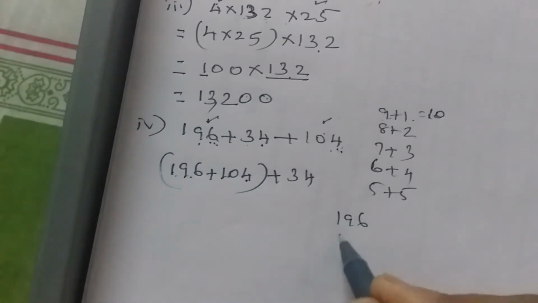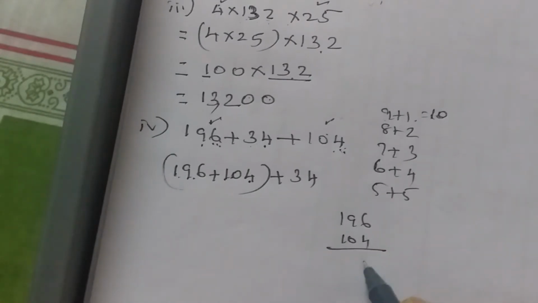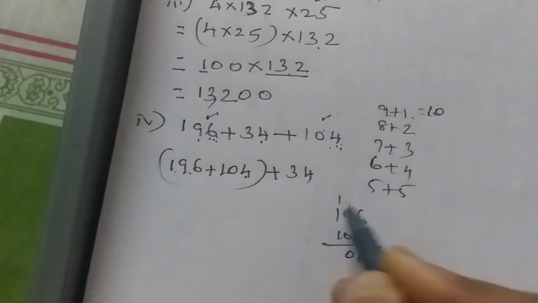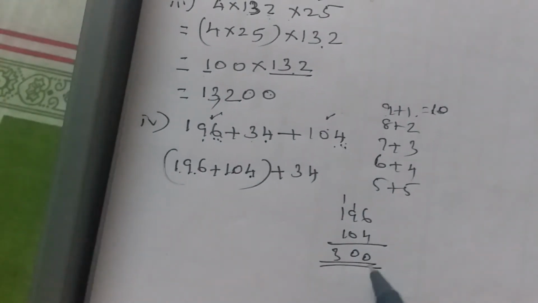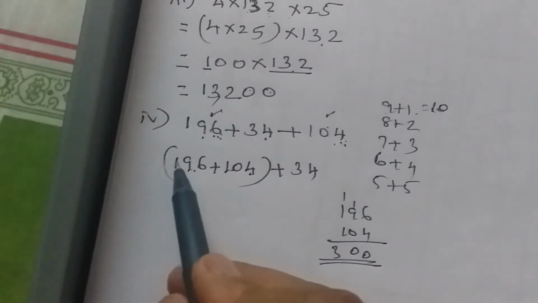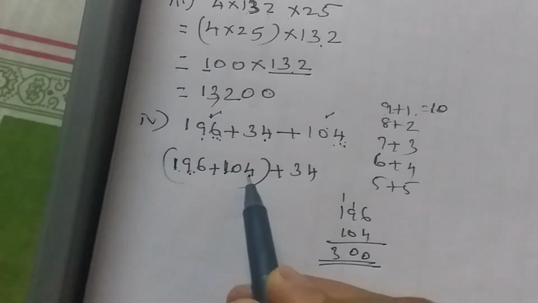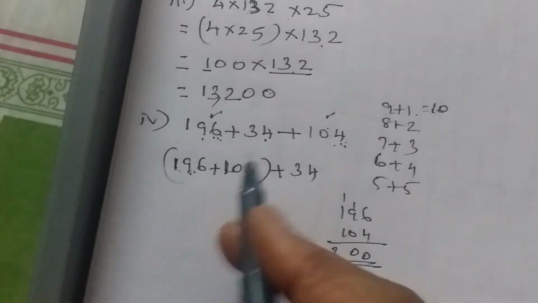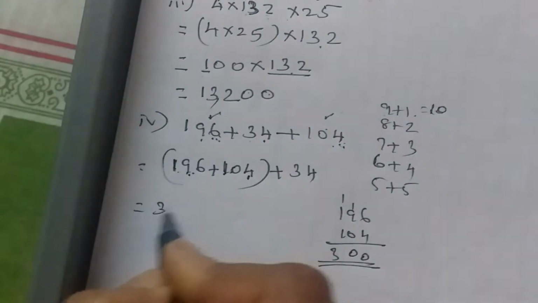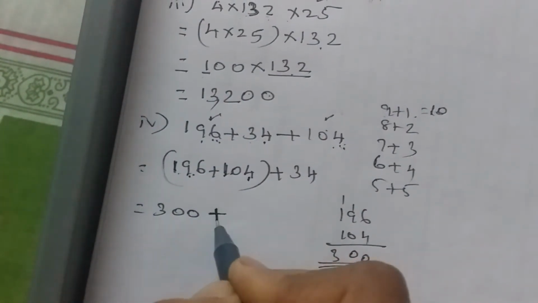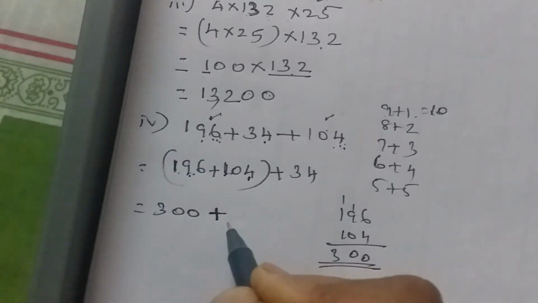Otherwise, you just add 196 plus 104. 6 plus 4, 10, carry 1, 1 plus 9, 10, carry 1, it is 300. Or if you are adding mentally, this is 100, this is 100, 200. Then 96 plus 4 is 100. So 200 plus 100, it is 300. All this simple way of adding you should remember. Then only you can do the sums in an easy way, quickly, easily and correctly also.